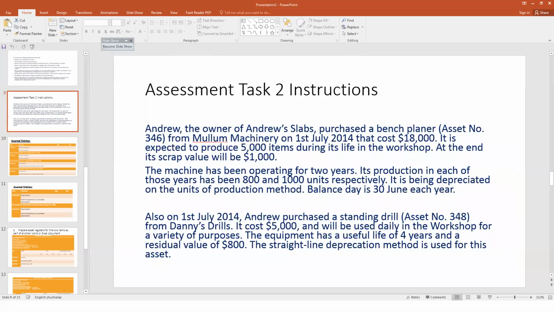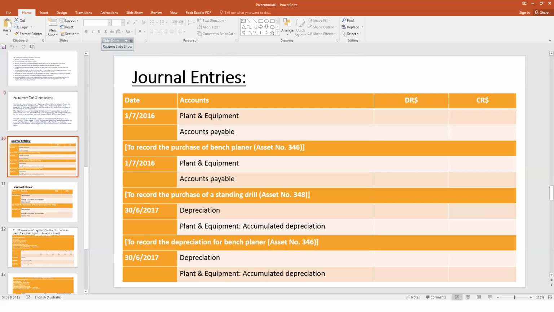So let's say Andrew, the owner of Slabs, purchased a bench planner. I was discussing that in accounting, every transaction should have at least 2 sides. So these are the 2 sides. One is plant equipment and the second side is accounts payable. So one should be debit and another should be credit. And even in assessment 1, if you remember, I said what is coming to you is going to be debit, and what is going out should be credit.